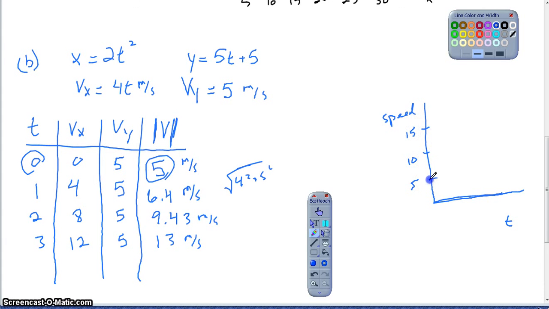At 0 seconds, the initial speed, the magnitude of velocity, is 5. After 1 second, it's up to about 6.4. After 2 seconds, it's up to about 9.43, so close to 10. And then after 3 seconds, it's up here at 12. Okay, so we can see that speed progressing as we do that. Anyway, just getting comfortable. I'm not real worried right now about looking at the curve. We'll look more at that as we go, but getting comfortable plotting these graphs based on data.